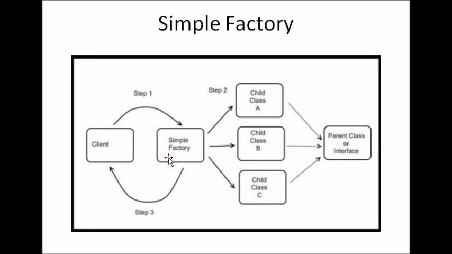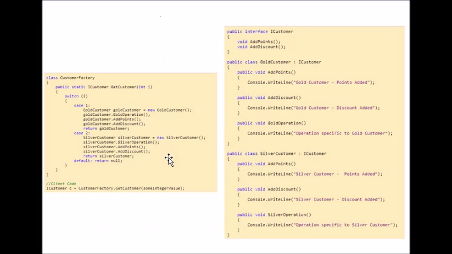Alright, some of us cannot visualize it. Let's see our best friend, the code. This is the client. The client calls the simple factory, the customer factory, so it expects an ICustomer. ICustomer is the parent, an interface here. So you get the customer. It's a static method in the simple factory with some parameter. Based on this parameter, you know, oh, it's the gold customer or the silver customer.